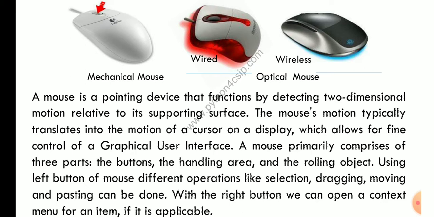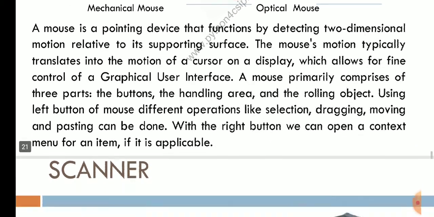Actually, mouse consists of three parts. What are the three parts? Button, handling area, and then rolling object. We'll have two buttons: one is the left button, another is the right button. The left button of the mouse will perform different operations like selection, dragging, moving, and pasting. The right button will open something and launch something.